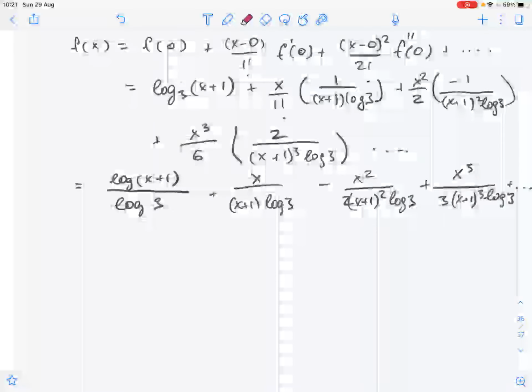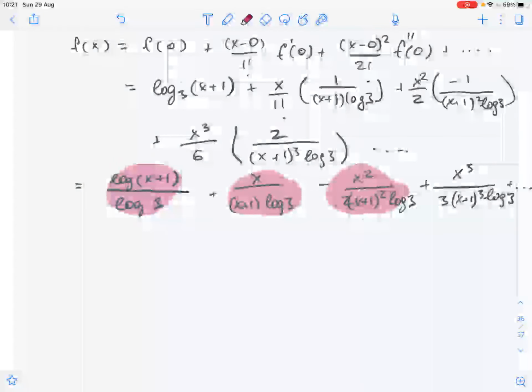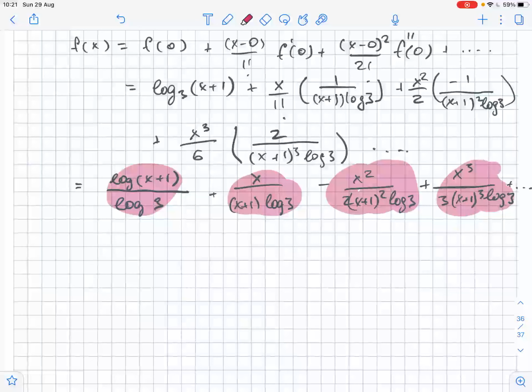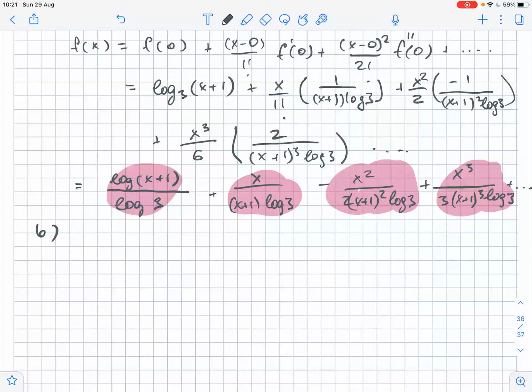So the first four terms of the Taylor expansion of the given function are these. This is the first term, this is the second term, this is the third term, and this is the fourth term. These are the four terms. Well, now let's do part B.